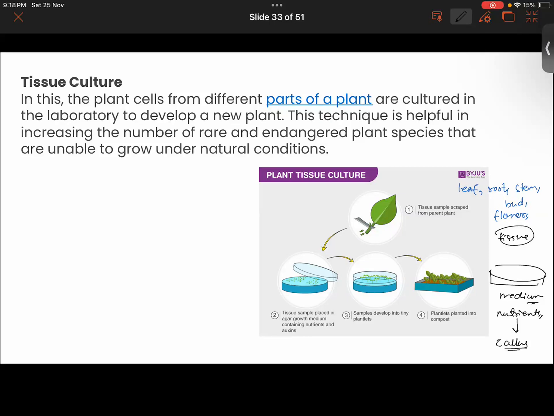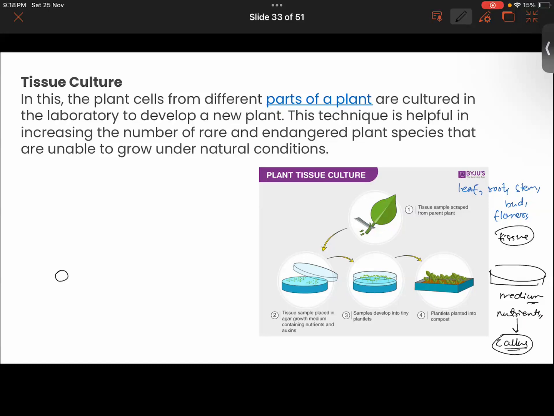Okay, so callus: once you have taken some tissue from any part of the plant, you will be placing it in a special solution. That will be a special medium that will be rich in different types of nutrients. So thereby the cells will start to grow. After some time, since the cells have started to grow, there will be a mass of cells that will be called callus.